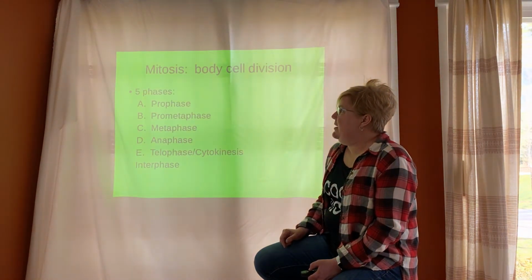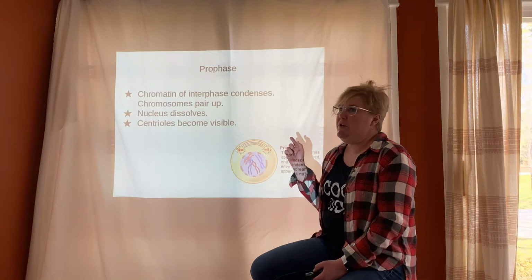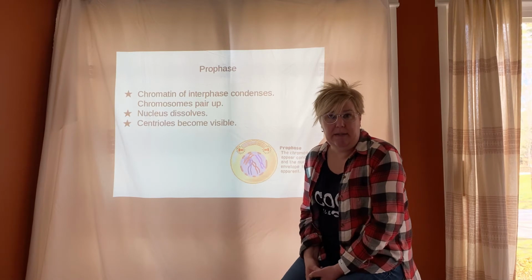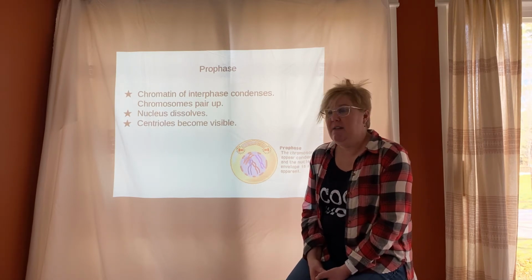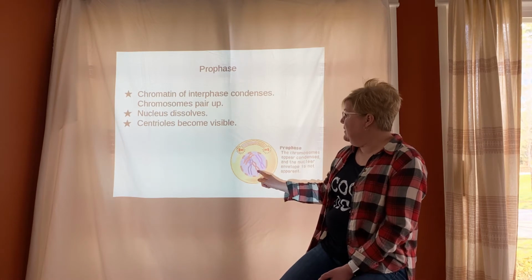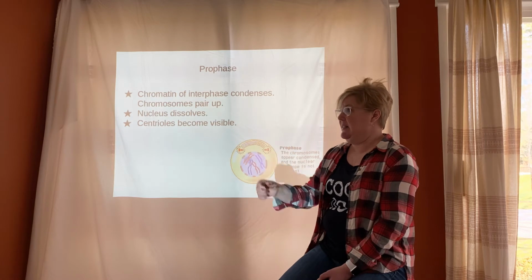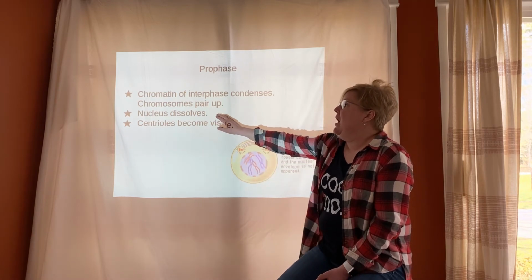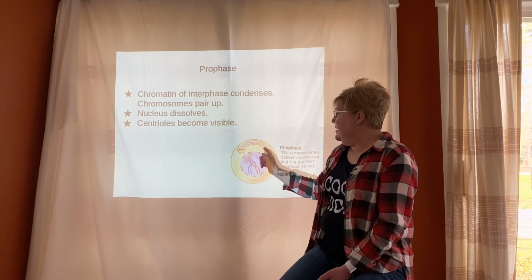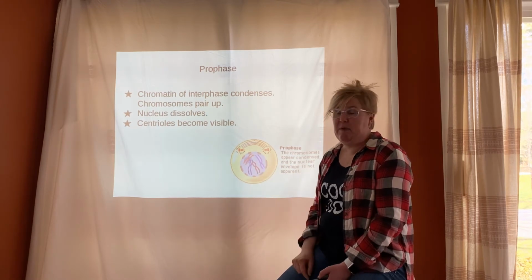So, mitosis, what does it look like? So the first thing that happens after interphase, where everything gets doubled, is prophase. And that is when our chromosomes pair up. So you will always see them in these pairs. This is one pair. This is two chromosomes. Chromosomes like to stick together. The nucleus falls apart and the centrioles become visible. These are these things that are going to allow the spindle fiber to form.